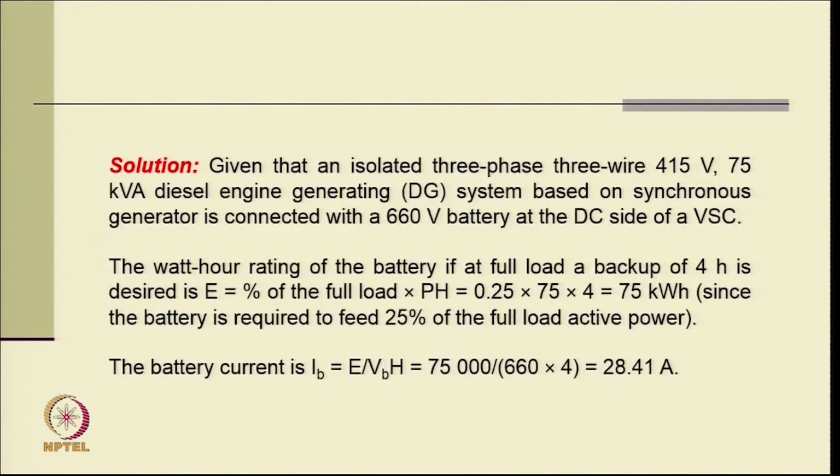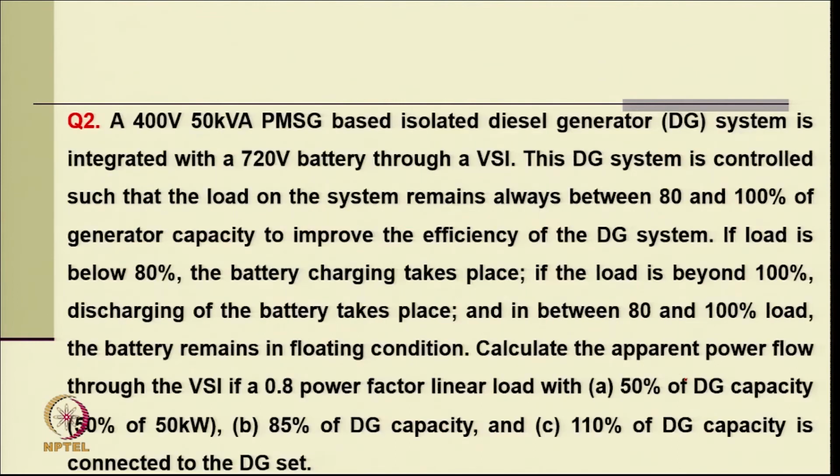Coming to the solution, given that the isolated 3-phase 3-wire 415 volt 75 kVA diesel generator set based synchronous generator is connected to a 660 volt battery at the DC link of the voltage source converter, we need the watt hour rating of the battery for full backup of 4 hours with the desired percentage. So, we can calculate the battery energy for 4 hours with the typical 25% excess, and it comes to 75 kilowatt hours. The battery current we can find out from energy divided by voltage and hours, so we get 28.41 ampere in the battery.